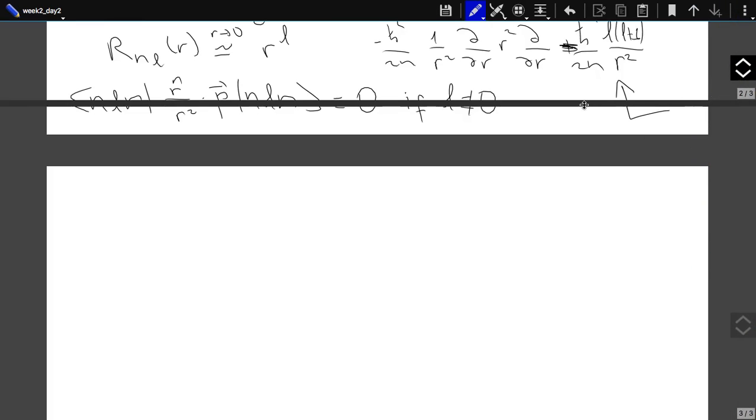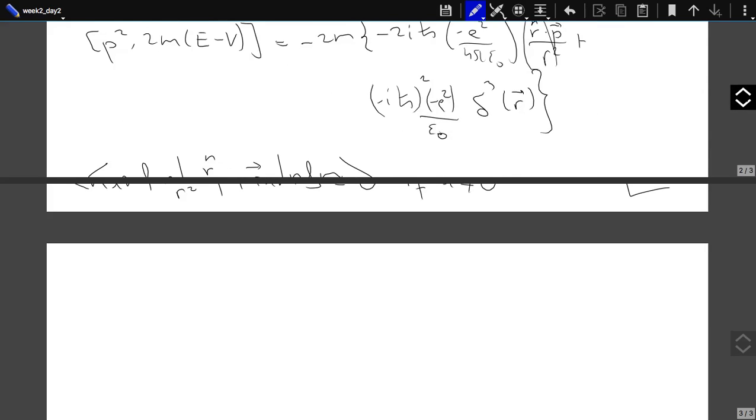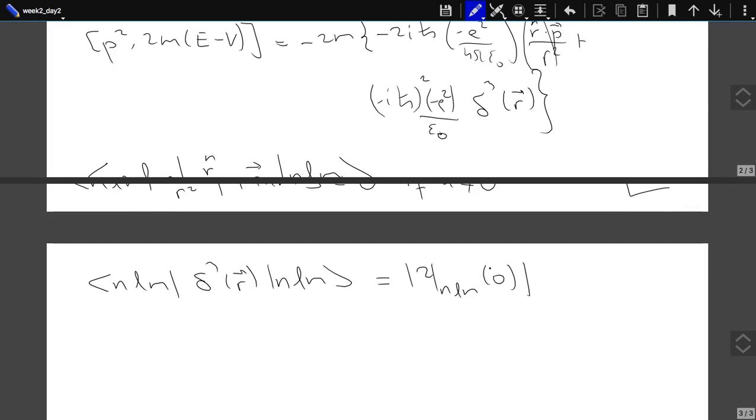We have this Dirac delta piece. This piece, NLM, Dirac delta cubed R, NLM. Well, this is the easiest piece. You can just take the integral using the Dirac delta. And this is nothing but psi NLM 0 squared. And again, this is automatically 0 if L is not equal to 0.